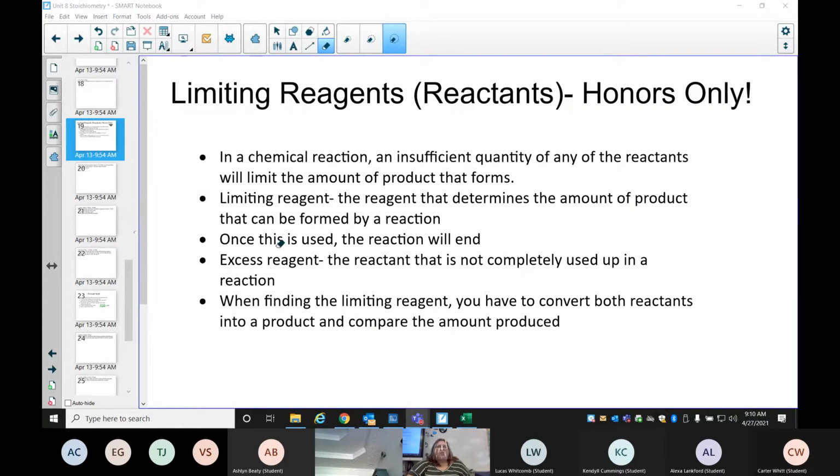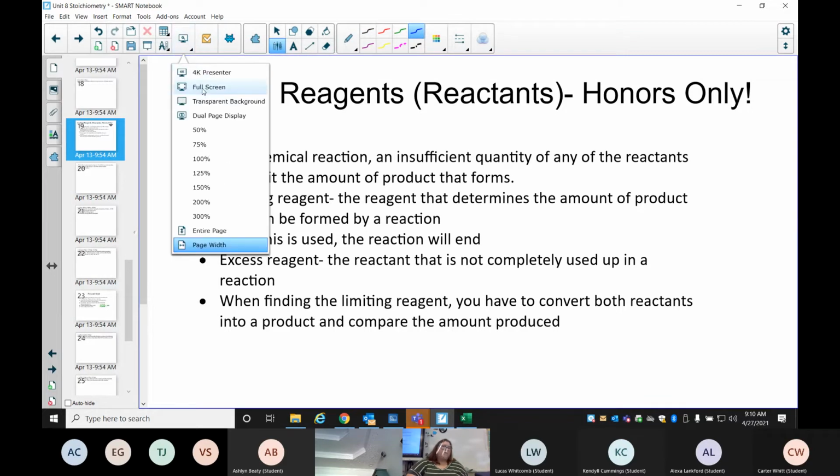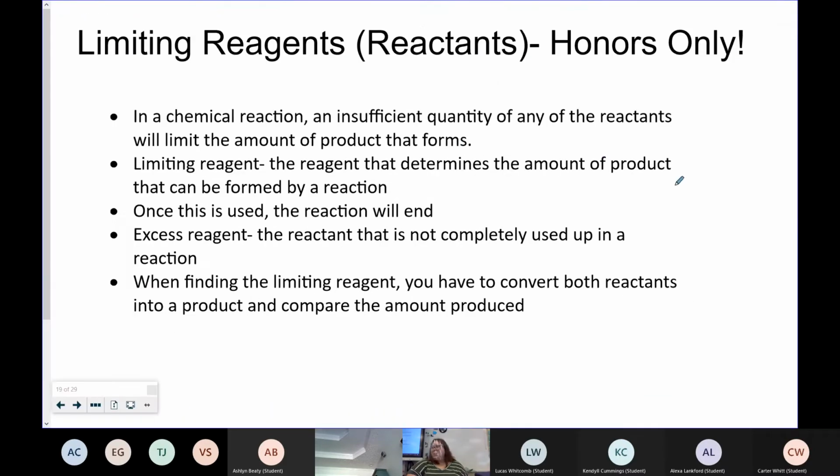We're kind of going to hit the ground running today. So we are finishing up stoichiometry notes today. We're going to be looking at limiting reagents and percent yield. Limiting reagents is one of those honors topics that we deal with.